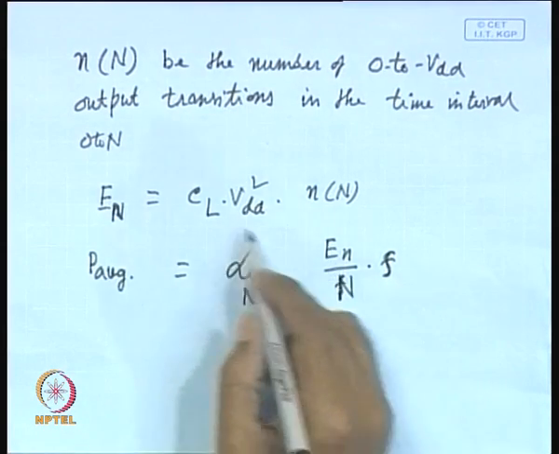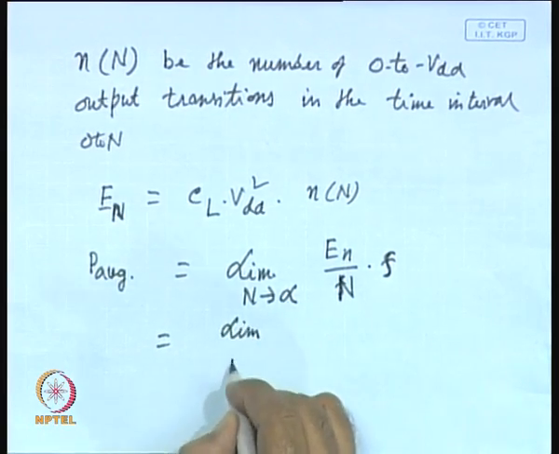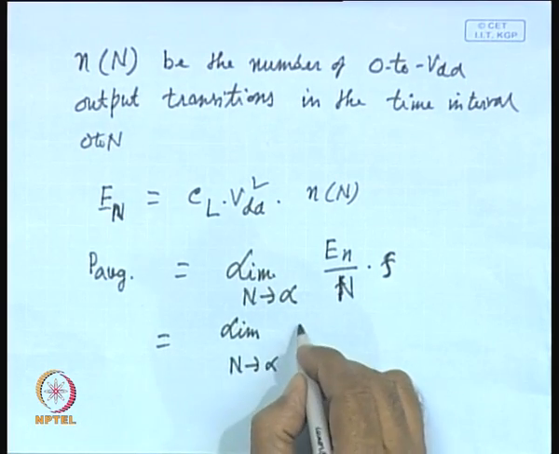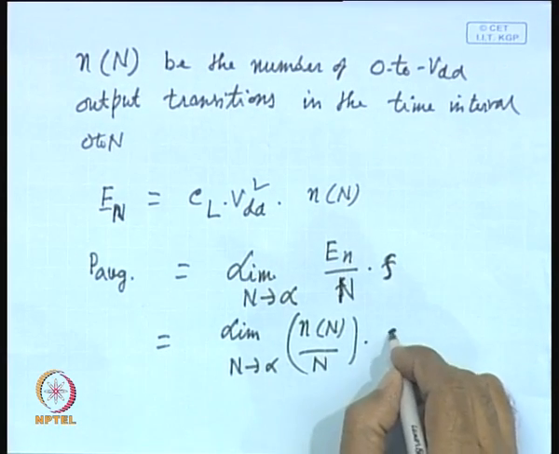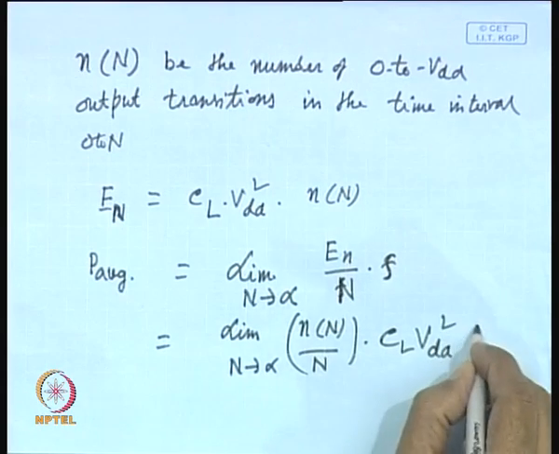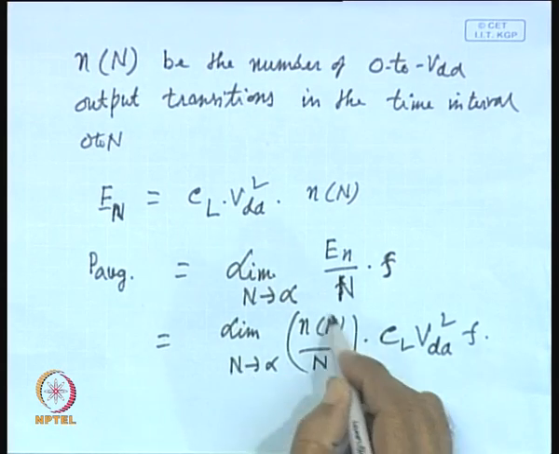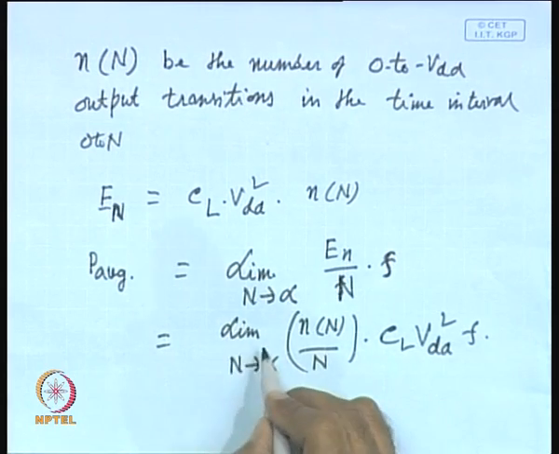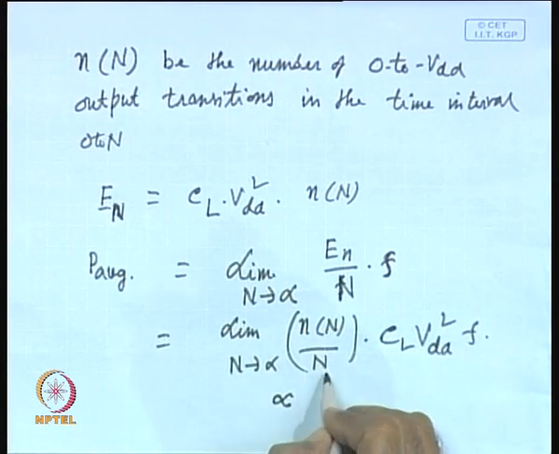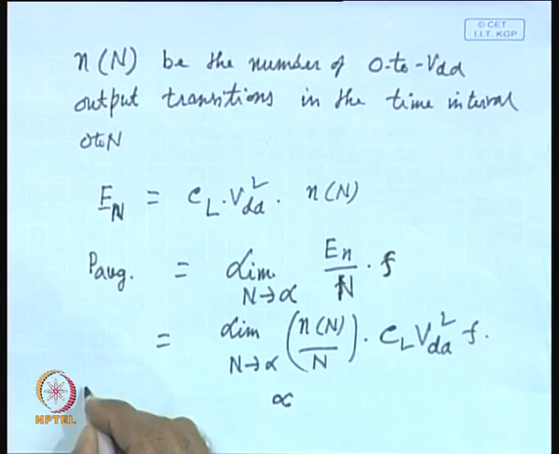So, this value of En we can substitute here, and that will lead to the limit as n tends to infinity of Nn by n into CL VDD square into f. This particular factor is given a simplified term, that is alpha. That means, this limit as n tends to infinity of Nn by n is given the symbol alpha, that is switching activity.